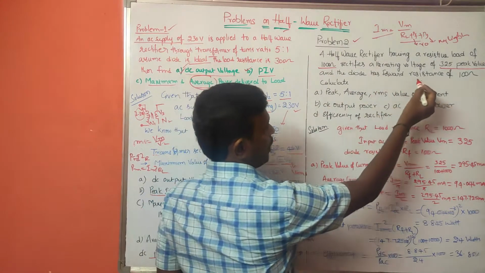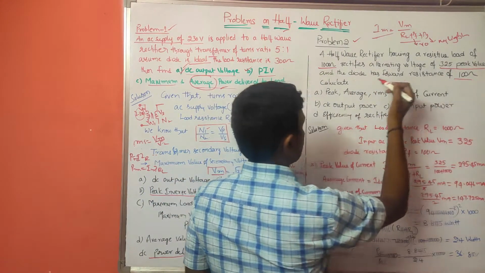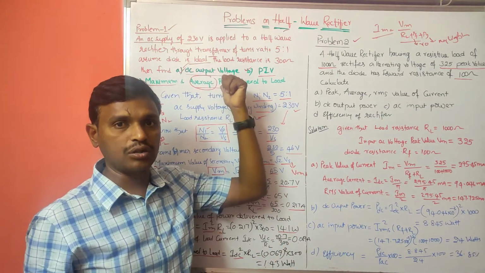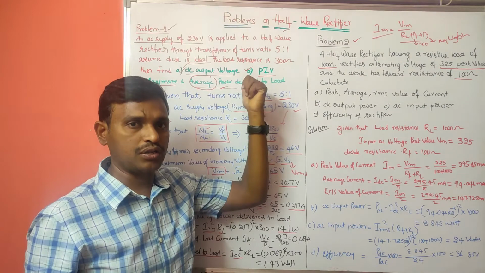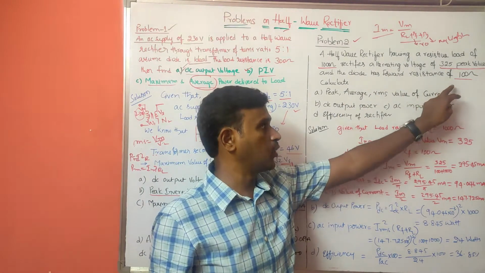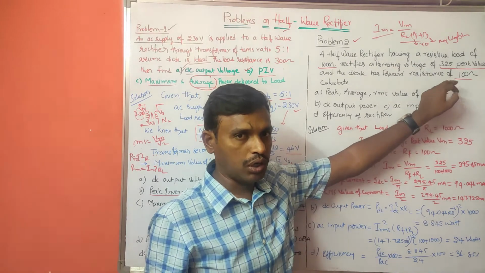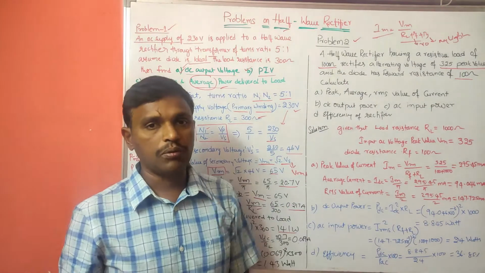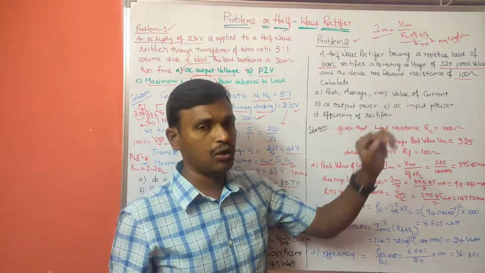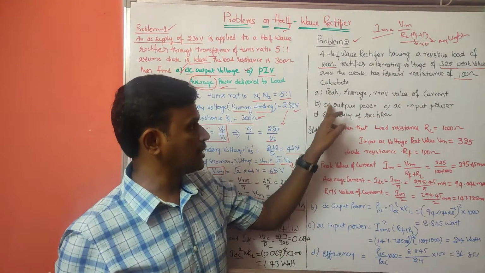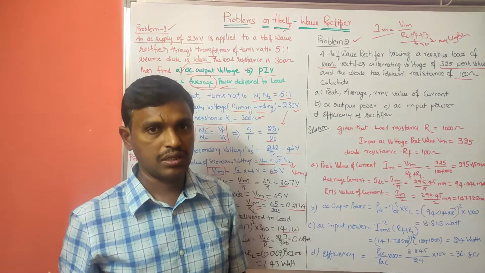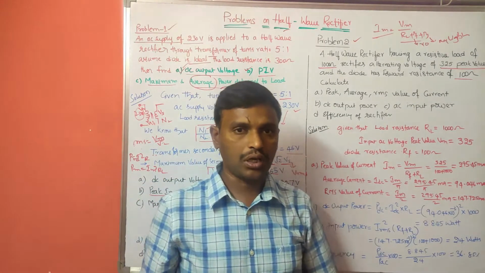And the diode has a forward resistance of 100 ohms. In the earlier problem it was an ideal diode, which is why we considered the diode resistance equal to 0. But in this problem the diode resistance is given as 100 ohms. Then what we have to do: calculate the peak value, average value and RMS value of the current. Next, the DC output power, AC input power and efficiency. These parameters we have to calculate.